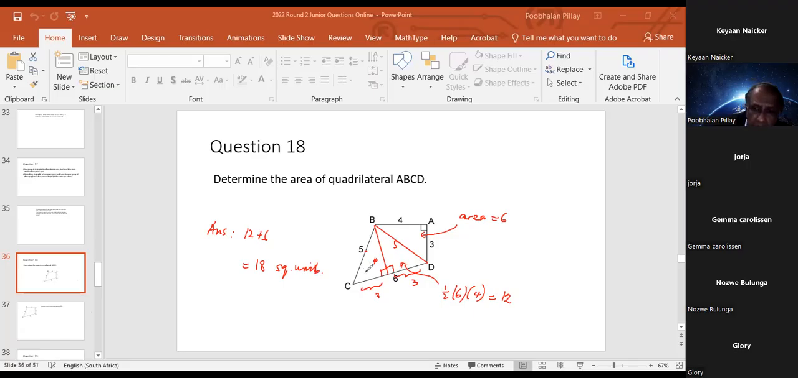I could have found the area of each of the right-angle triangles. As we saw there, this part here is 6, and this is 6, and they add up to 12. You could have done it like that. The area of a 3, 4, 5 triangle is 6. Okay, but if you wanted to use the formula, you're quite welcome to do so.